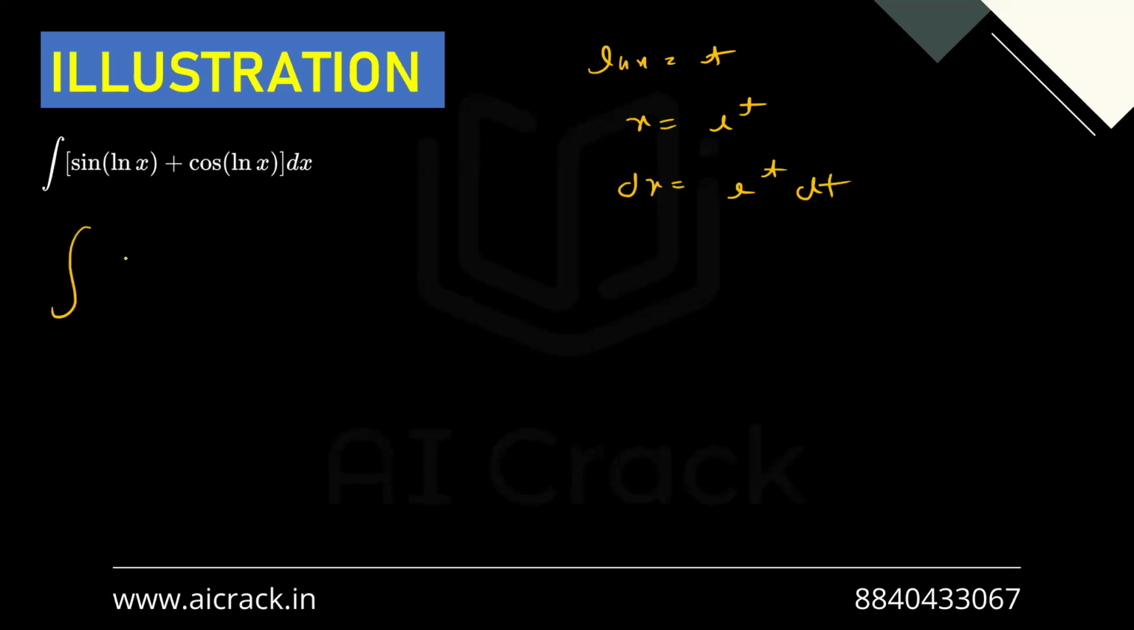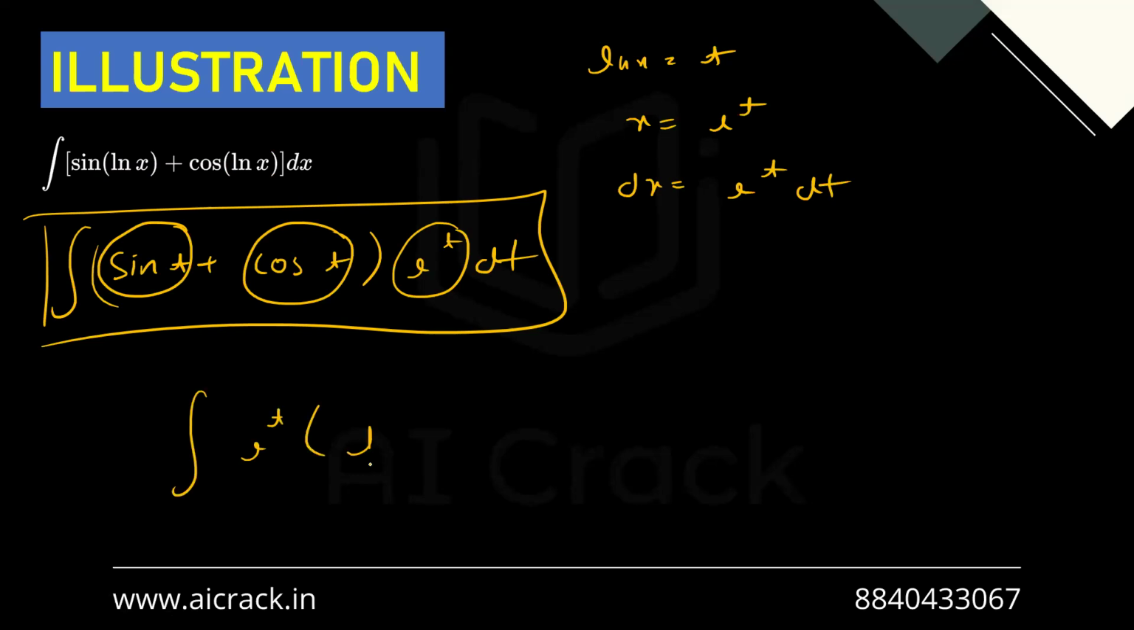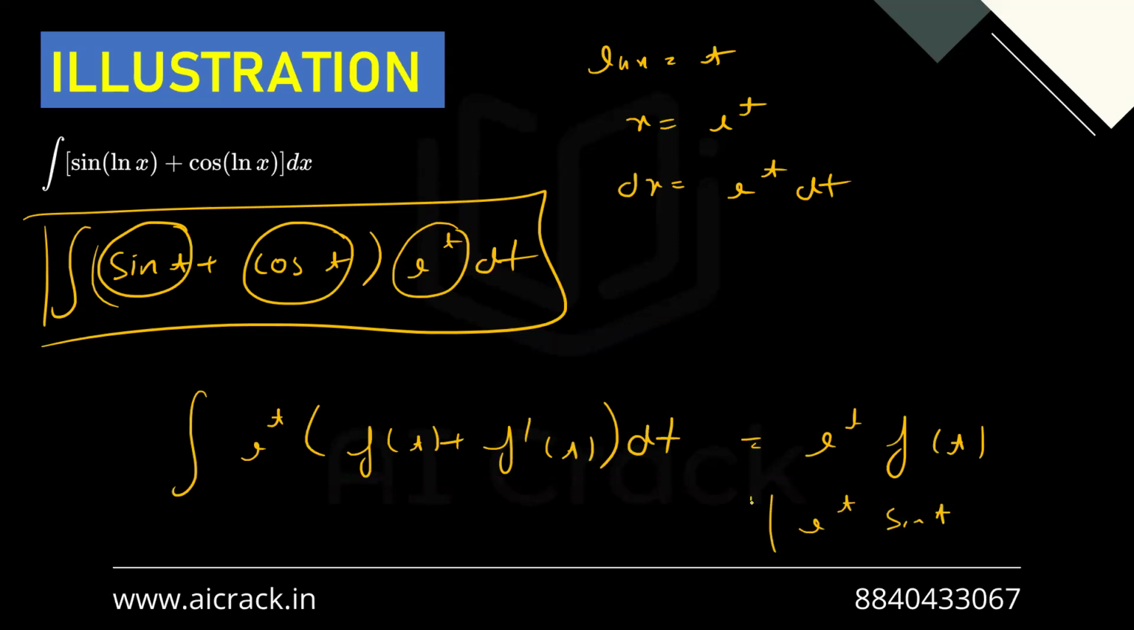Now this integral becomes [sine t plus cos t] multiplied by e raised power t dt. Now the problem is completely over. Why? Because we have e raised power t, we have f(t), and we have f dash t, right? So this has become the format e raised power t [f(t) plus f dash t] dt. Simple. And the answer would be e raised power t f(t). f(t) is what? Sine t. So e raised power t sine t. I can put back the substitution over here and you'll get the answer. Okay.